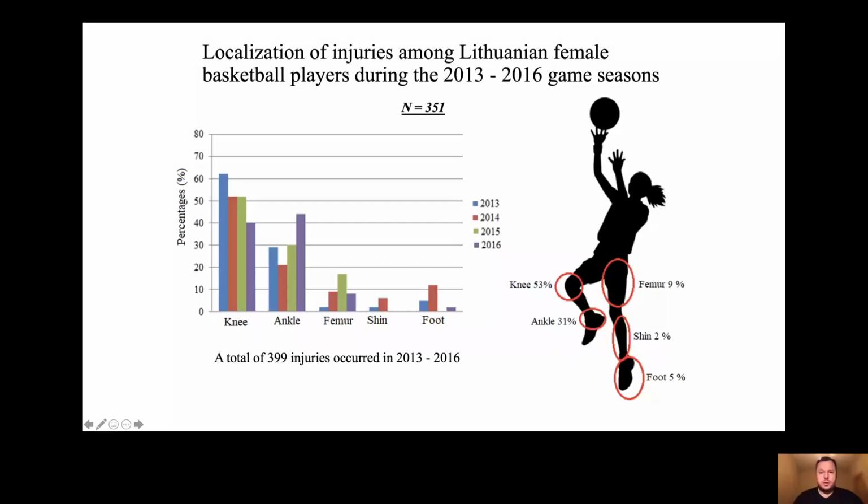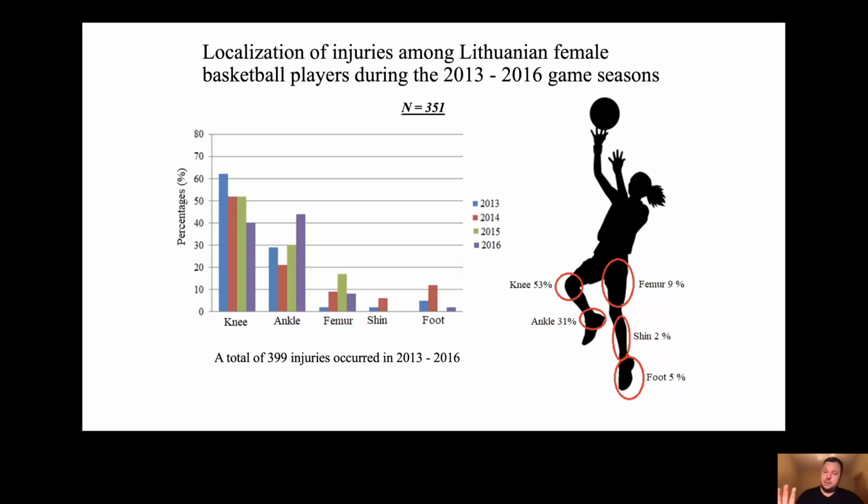We have some data in Lithuania. We just did the research, analyzing injuries happening in female basketball players of our highest league. We have monitored 351 female basketball players, with a total of about 400 injuries during these seasons, and we noticed that the number one problem in female basketball was the knee, and the second place was the ankle. It's similar, but a little bit different. In our population, the knee was the biggest problem in females, and it also fits with the data from other countries.